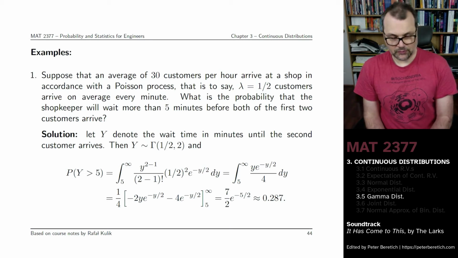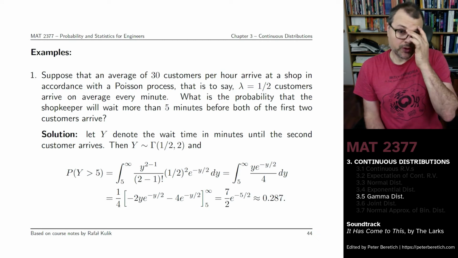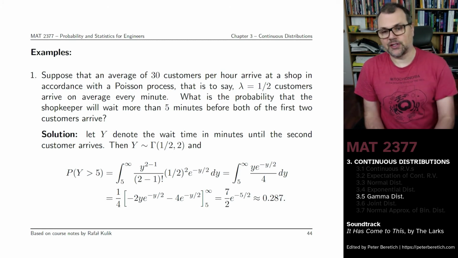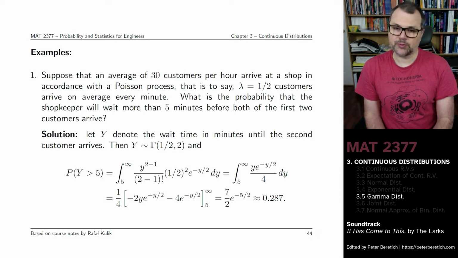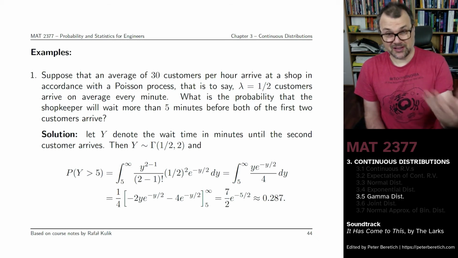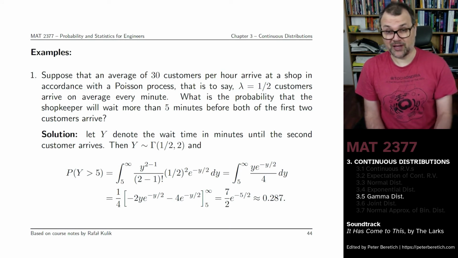So just do the arithmetic and you will find that the integral that you're computing is the integral from 5 to infinity of y e to the minus y over 2, divided by 4, with respect to y. And this is an integral that you can solve by parts. So you do integration by parts. I'm not showing you how to do this. This is something that I'm expecting you to know how to do from calculus.